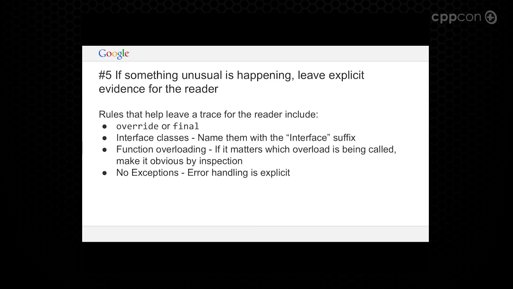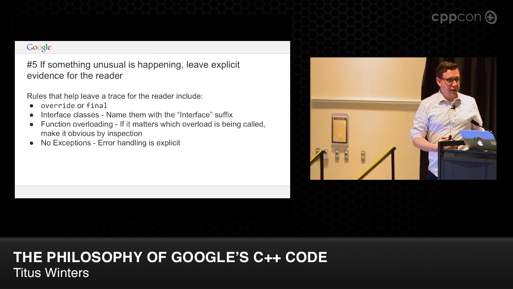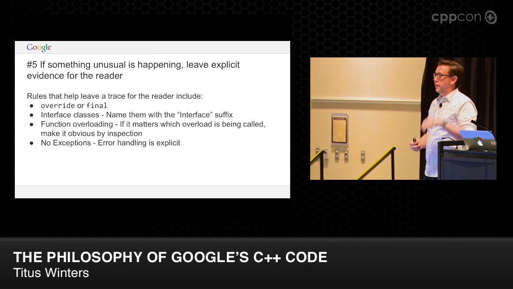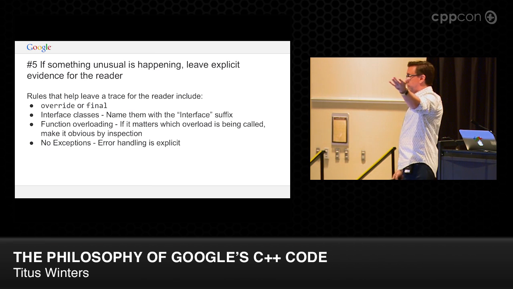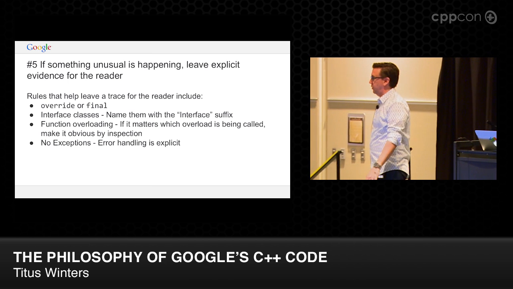Some other rules that help leave a trace for the reader. We really are big on override and final. The old rule used to be, in a derived class, if you're overriding a method, leave the virtual on. Right? It doesn't tell the compiler anything, but it does suggest to the reader, oh, hey, and remember, this one's virtual, you might want to go look in the parent class.